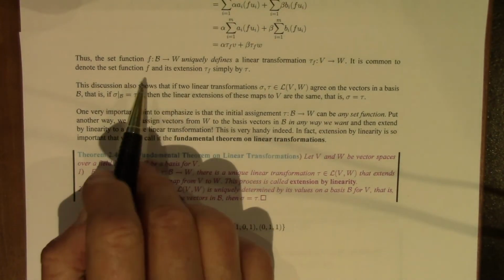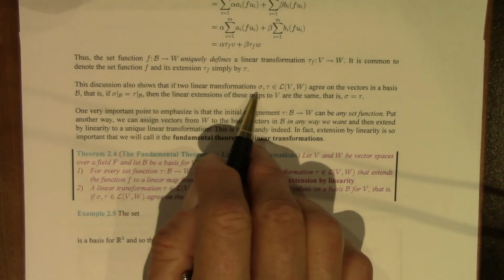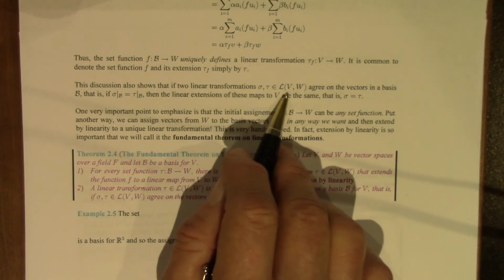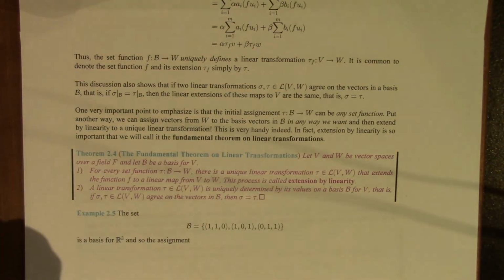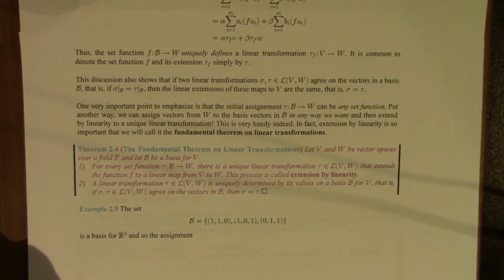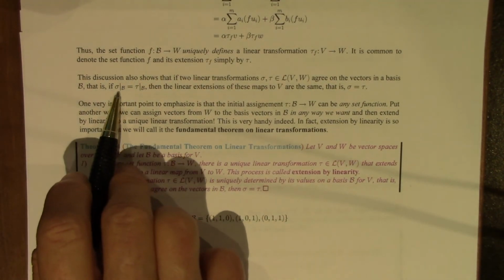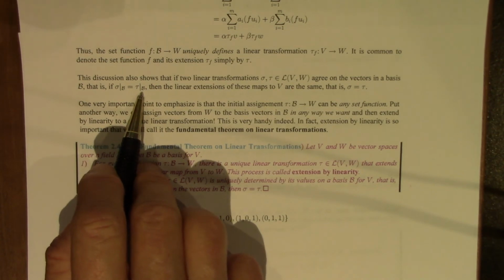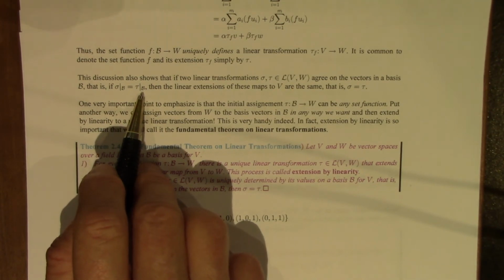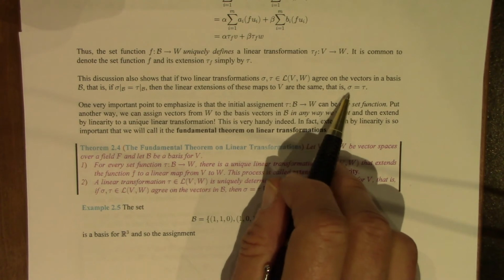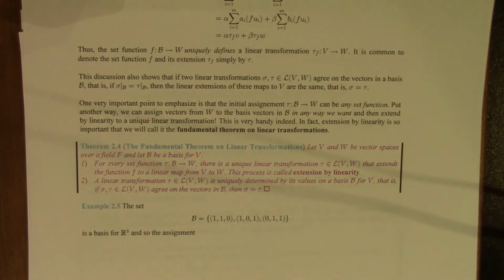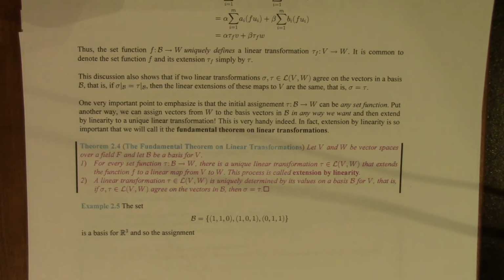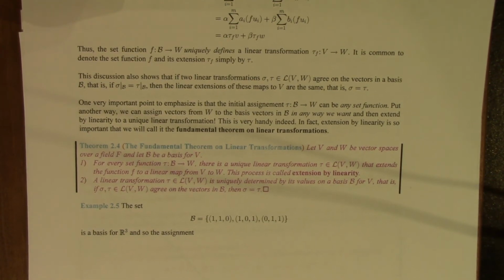This shows also, by the way, that if we have two linear transformations from V to W and they agree on the vectors in a basis, or put another way, if their restriction to the basis is the same function, then sigma and tau are the same linear transformation. If two linear maps agree on a basis, they are the same linear map.